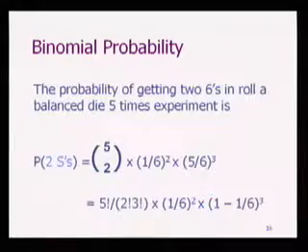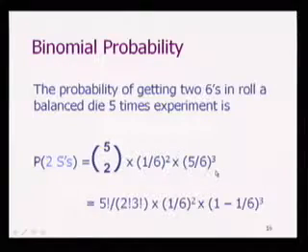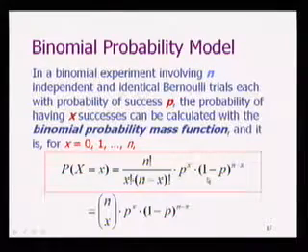Now, if I flip back to this formula, isn't it just the same? n is 5, x is 2, and n minus x is 3. This is p raised to the x power, and this is 1 minus p raised to the n minus x power. If you look at this formula, people tried to solve this problem and realized we can actually come up with a formula like this to generalize it, so that you can solve any kind of problem related to this, any kind of event.